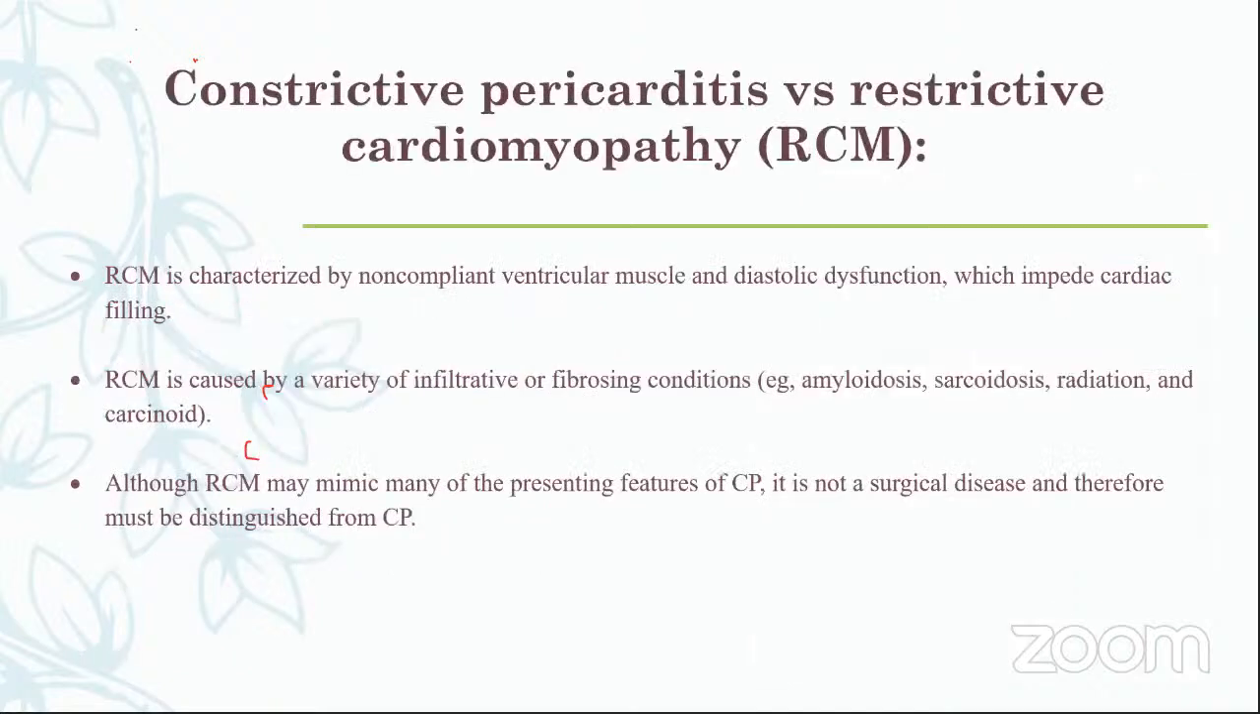What is the difference between constrictive pericarditis and restrictive cardiomyopathy? Restrictive cardiomyopathy is characterized by non-compliant ventricular muscle and diastolic dysfunction, which impedes cardiac filling. It is caused by a variety of infiltrative diseases like amyloidosis, sarcoidosis, radiation, and carcinoid. Although restrictive cardiomyopathy may mimic many of the presenting features of constrictive pericarditis, it is not a surgical disease and therefore must be distinguished from constrictive pericarditis.